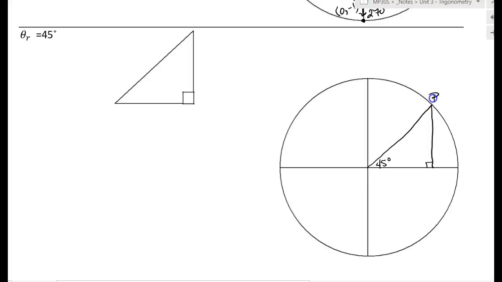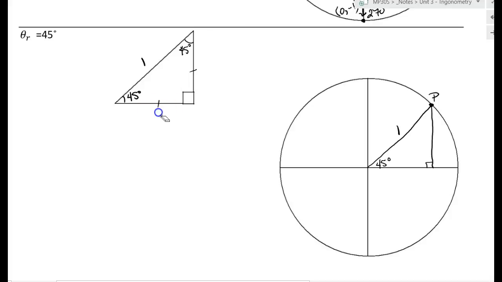We know that this is 45 degrees. And we've got our point here on our circle. We know that this, our radius, is 1. And so we need to calculate what these two sides are. Well, the nice thing about 45 degrees is that our whole triangle needs to add up to 180. So this angle here is also 45 degrees, which means that these two sides need to be the same.